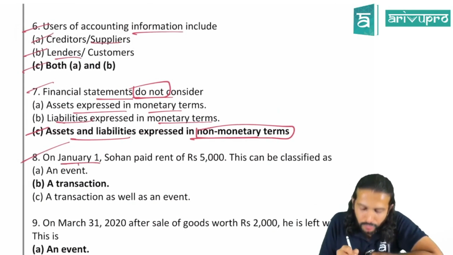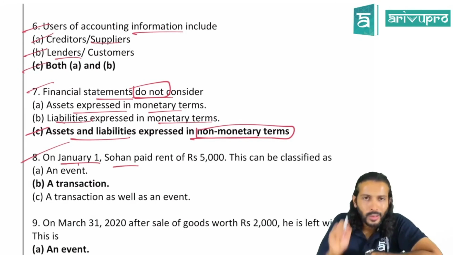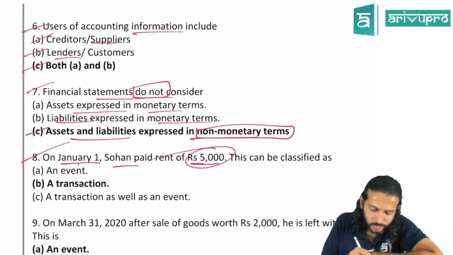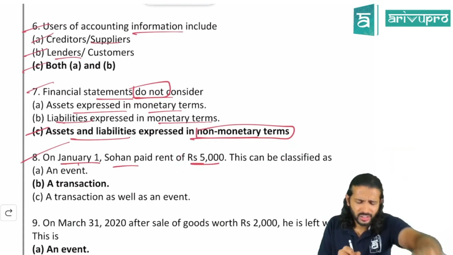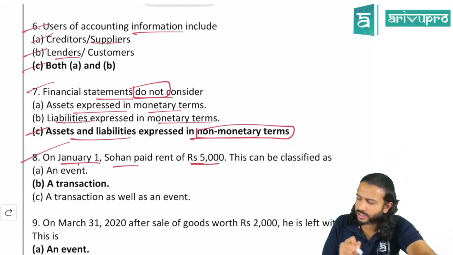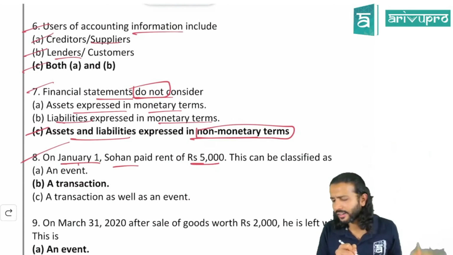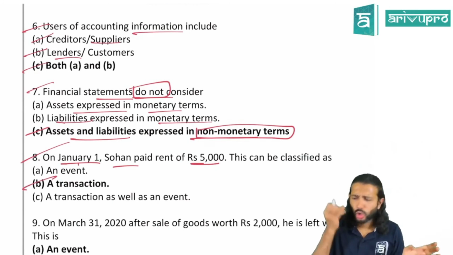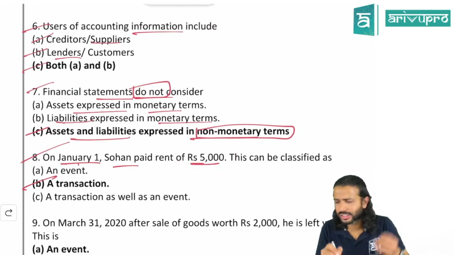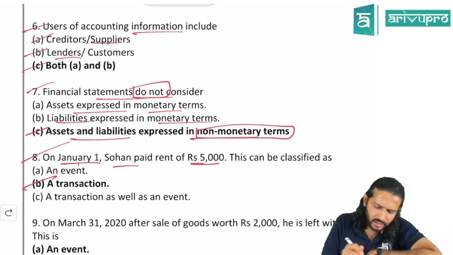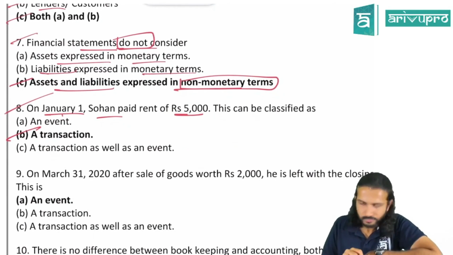Okay, next. On 1st January, Sohan paid a rent of 5,000. Is this rent paid a transaction, an event, or both? He paid a rent. It's a transaction. Doing an activity is a transaction. Sohan paid a rent, so this is an activity. So the right answer is a transaction.